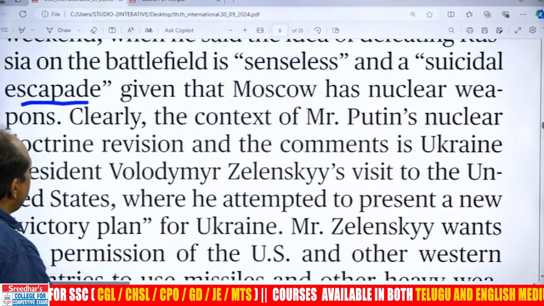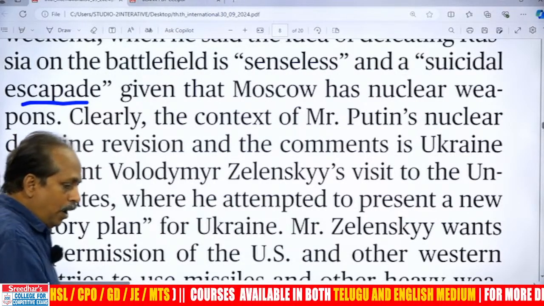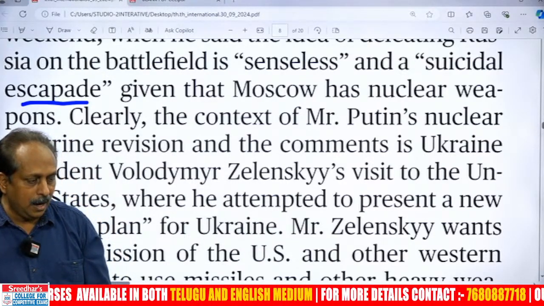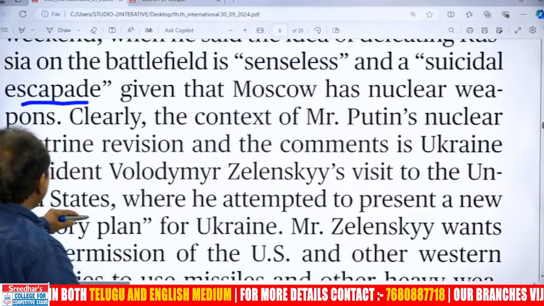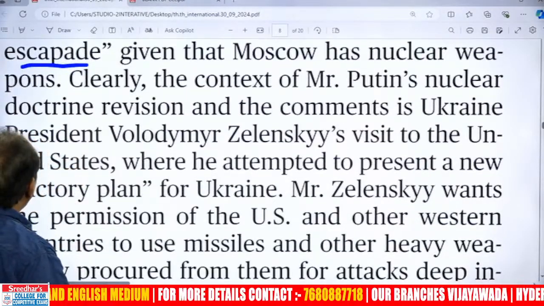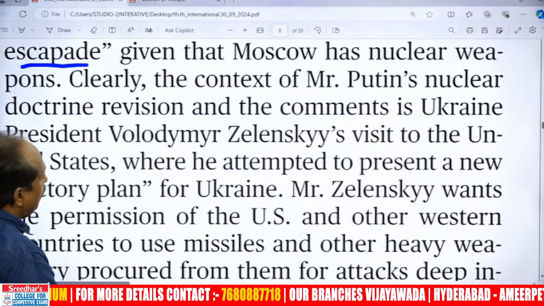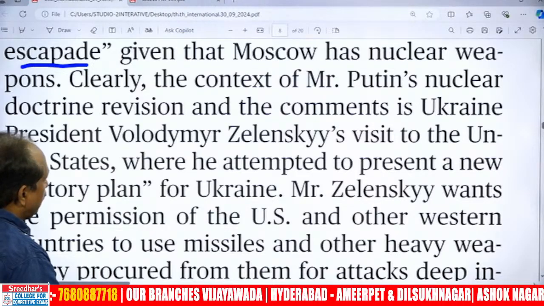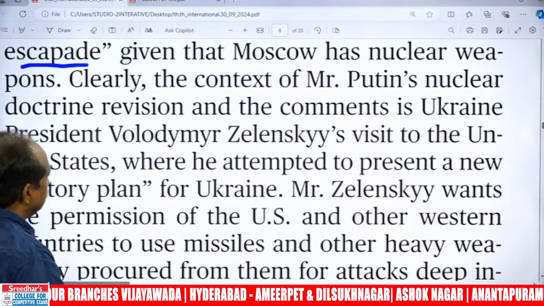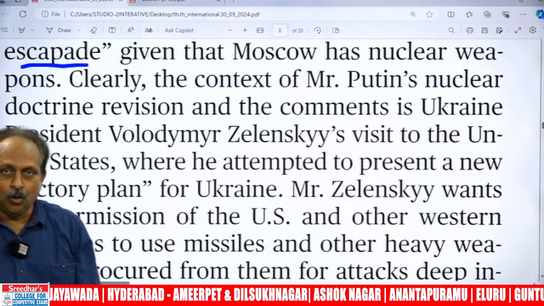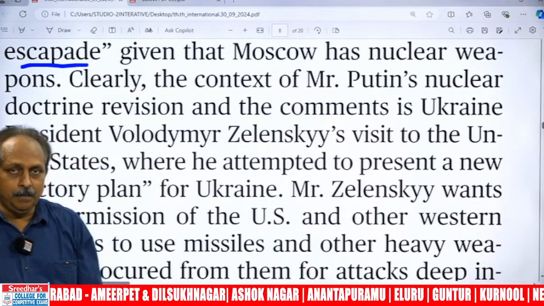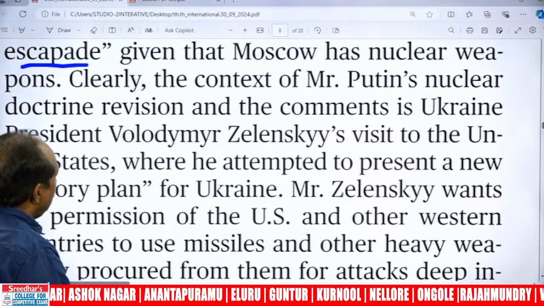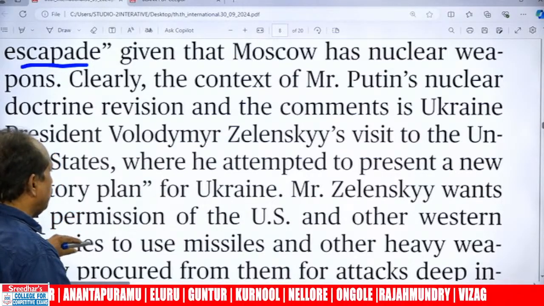And a suicidal escapade given that Moscow has nuclear weapons. Why is it going to be a suicidal escapade? Because Moscow has nuclear weapons, because Russia has nuclear weapons. Clearly, the context is Mr. Putin's nuclear doctrine revision and the comments on Ukraine President Zelensky's visit to the United States, where he attempted to present a new victory plan for Ukraine. Why all these things, against which backdrop? Against the backdrop of Zelensky presenting a victory plan on his visit to the United States, where he attempted to present a new victory plan for Ukraine.